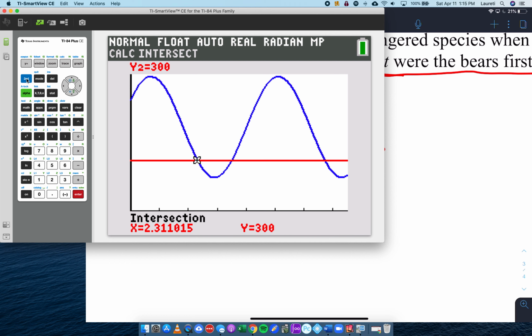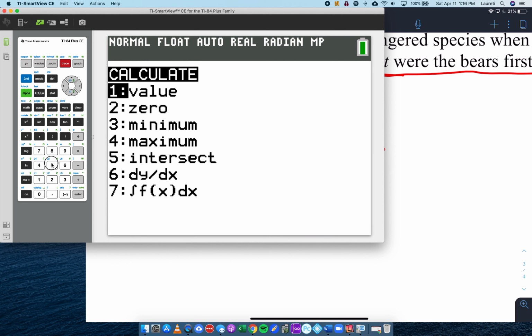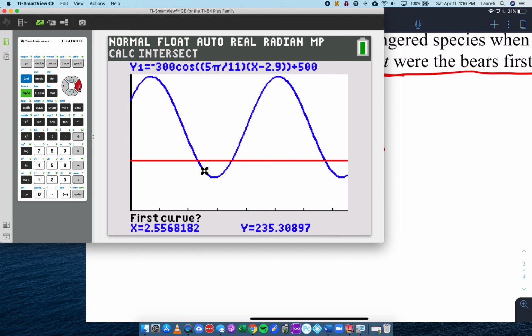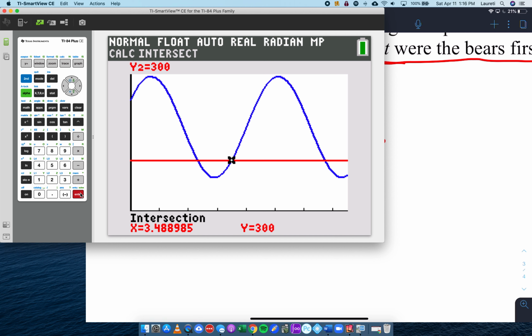Then we do it again. Second, trace, go to number 5, get it closer, and hit enter 3 times: 1, 2, 3. So the second time is going to be 3.489 years.